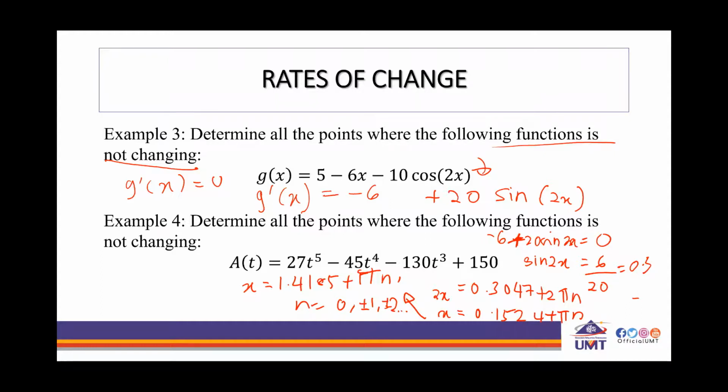Alright. Okay, tadi yang ni kita tengok determine all the points where the following function is not changing. So we dah tengok the example 3. Now moving on to example 4. Example 4 ni saya akan buka whiteboard sebab dia panjang sikit. Alright, so now the example: A(t) is equals to 27t to the power of 5 minus 45t to the power of 4 minus 130t to the power of 3 plus 150.